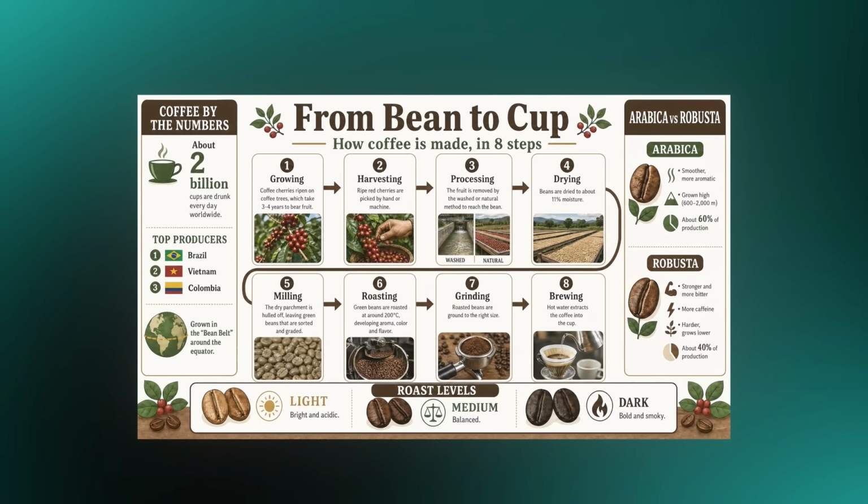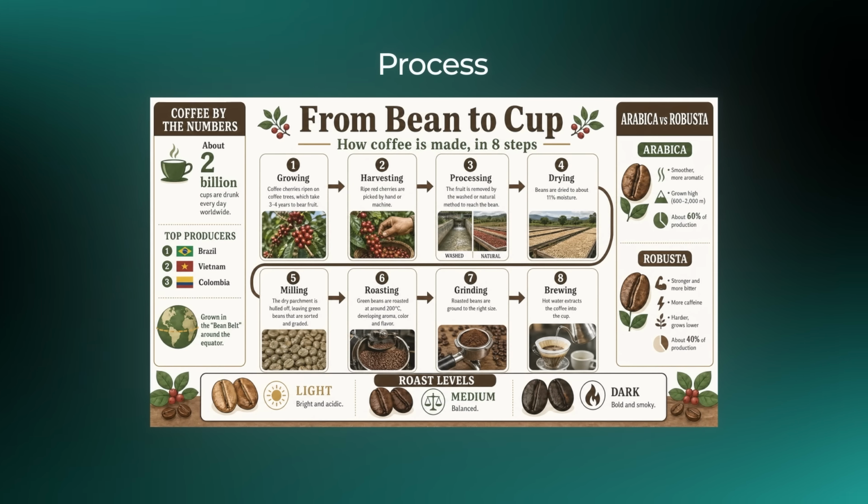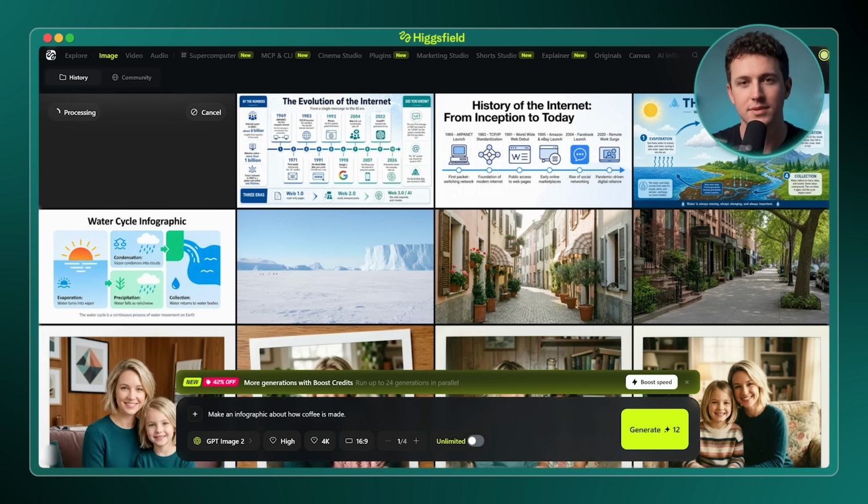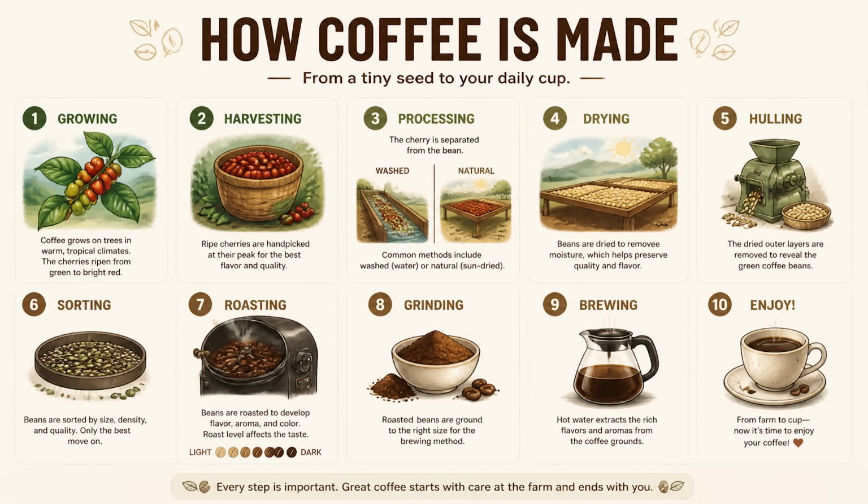Now, the next style is for something completely different. For this one, I want to show the whole process of how coffee is made from start to finish. If you just ask for an infographic about how coffee is made, you get a bare list of steps. The model decides how many there are, and there are no details that actually make the infographic usable.